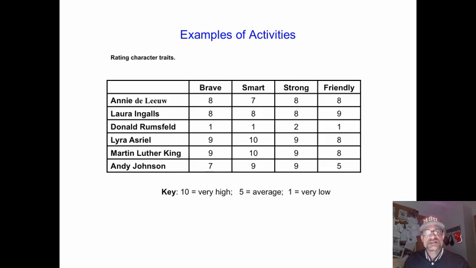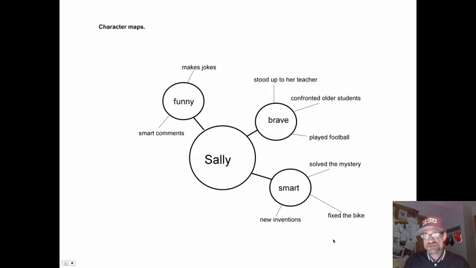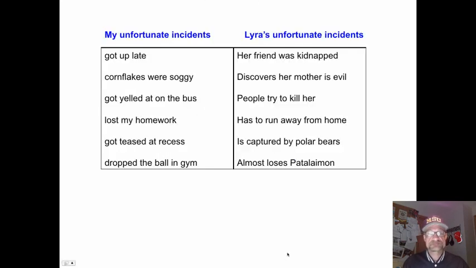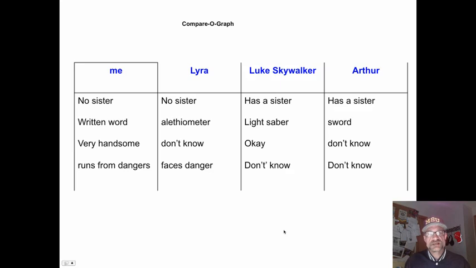All right, a couple of quick examples of activities that you can use as post-reading for each chapter. You could have them rate the character traits. Here's the characters, the traits, the ratings. Simple idea. Character maps: character, adjective, demonstrates, examples of that adjective. Simple person chart: person, like, don't like, good at, not good at, adopt and adapt. A T-chart to compare my unfortunate incidences, Lyra's unfortunate. All right? Just gets them making personal connections.